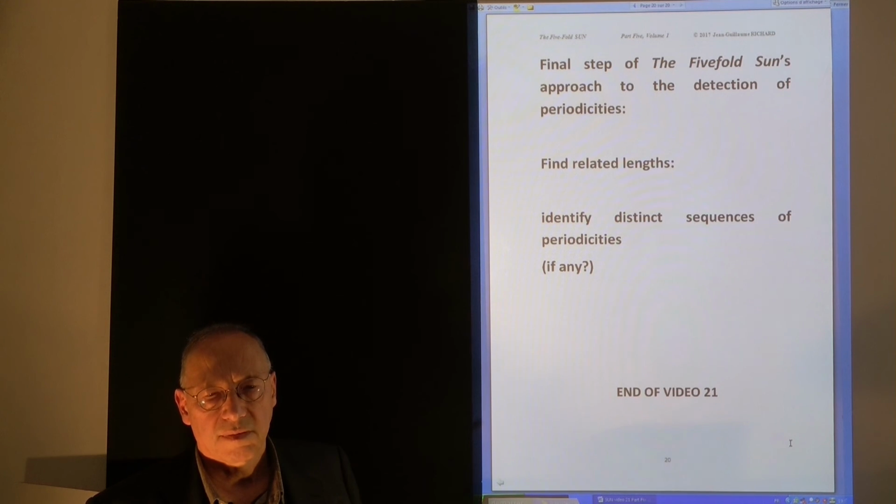The final step of this approach of the Fivefold Sun to the detection and interpretation of solar periodicities in the long term is to find whether some lengths are related among themselves or not, and if they are, to identify distinct sequences of periodicities. So we will show in the next videos the results found, and indeed there are such sequences of related periodicities found in this work, and we will show this in the next lectures.